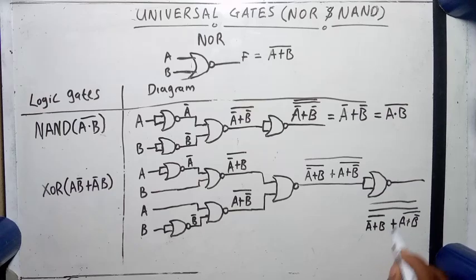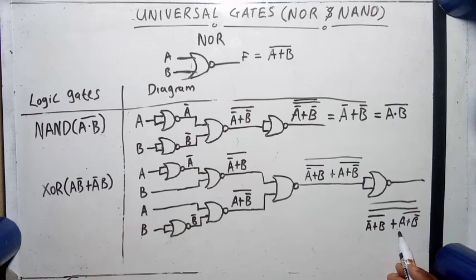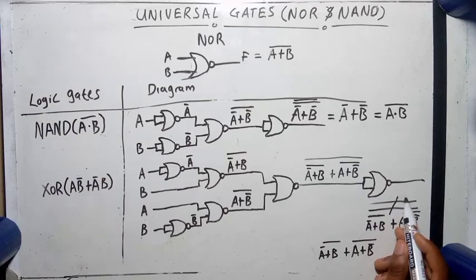Now, for us to check if this and this are actually the same: if this and this are actually the same, this will go off. And we are left with the bar of A plus B, plus bar. We have this. We're having double bar. The double bar goes off.